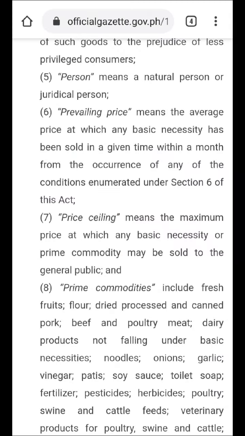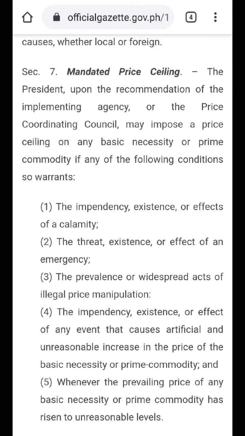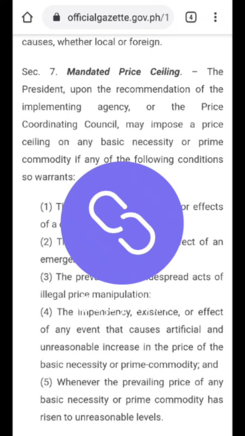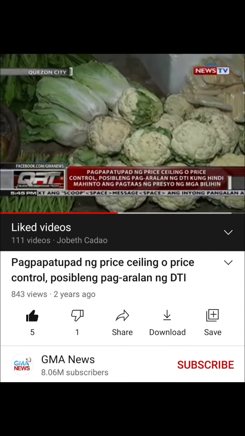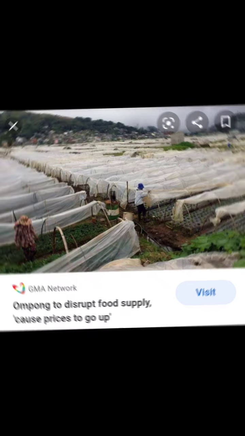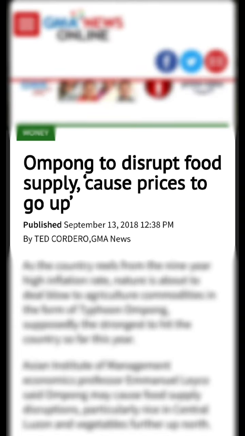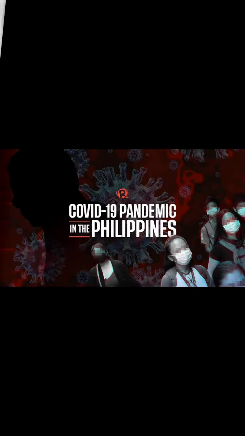In this case, the government can impose a maximum price limit. This is to ensure that even if the vegetable supply is disrupted by natural calamities, it will not be sold so expensively. In fact, just in 2018, the government set a general price ceiling because retailers kept on raising prices of vegetables to regain their loss due to Typhoon Ompong, which became uncontrollable and thus improper.